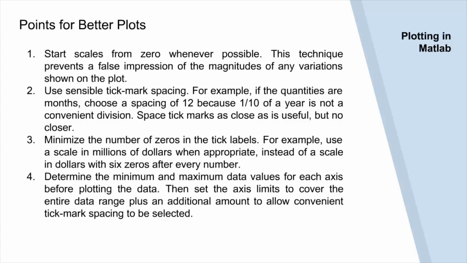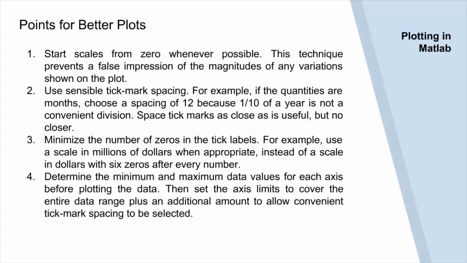Second, it always makes sense to use a sensible tick mark spacing. So what does sensible mean? Let me explain with an example. Say we are plotting months, then choosing a spacing of 12 makes more sense, as there are 12 months, so the spacing will be one month each. So this is sensible. But what if we plot with a spacing of 10? Then it becomes extremely difficult to understand the plot. We cannot be sure whether it is a month or the middle of the month or something like that. So tick marks must be close only until it is useful. If we move them very much closer to each other, then it stops making sense.